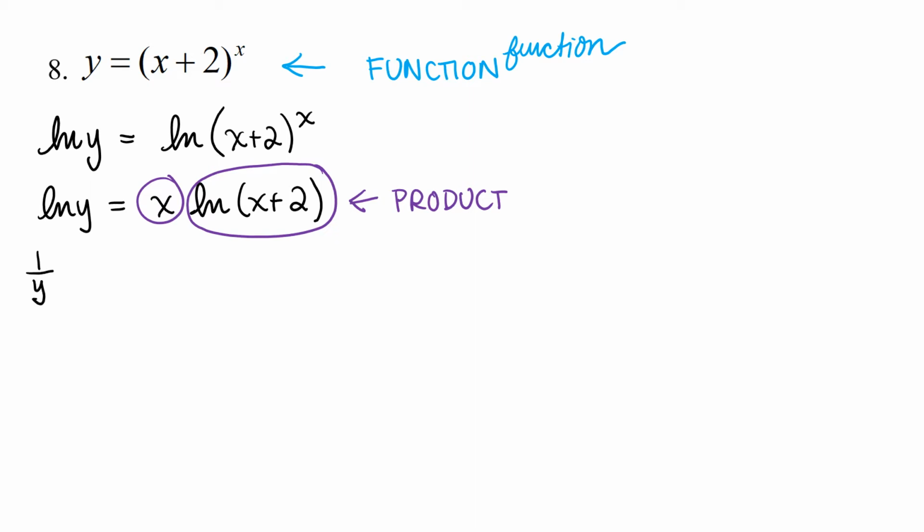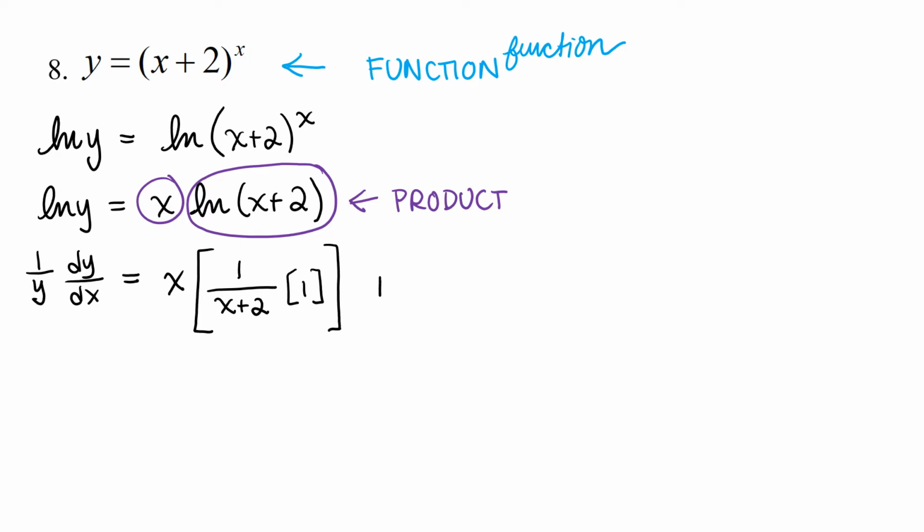So we have 1 over y dy dx is equal to the first function, x, times the derivative of the second function. The derivative of natural log of x plus 2 will be 1 over x plus 2 times the derivative of x plus 2, which is actually 1. So that's the first piece of our product rule: first function times derivative of second function. Now we need our second function, so natural log of x plus 2, times the derivative of the first function. The derivative of x is 1.